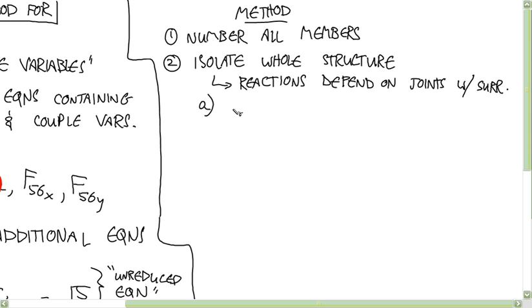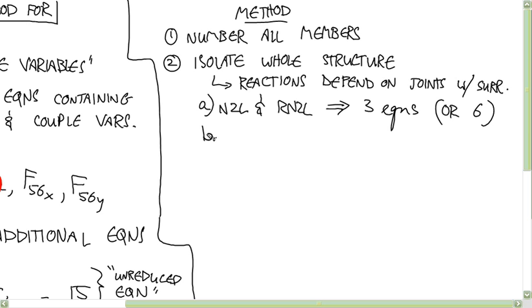Okay. Then apply Newton's second law and the rotational Newton's second law, and that gives you 3 equations. If it's a 3D problem, everything's the same. It just gives you 6 equations, and you're most likely going to have more variables you have to deal with. And second, list the equations and list the variables.